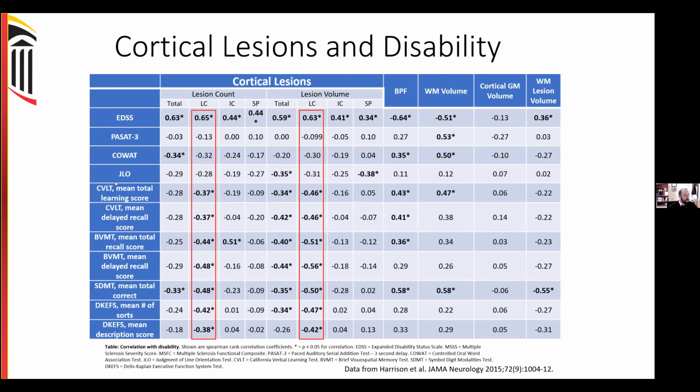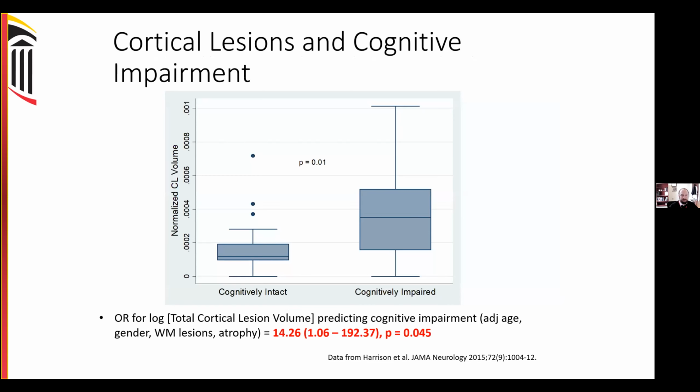So this is a whole series of cognitive tests that were done in this cohort, and the leukocortical lesion count had correlations with the scores on all those cognitive tests. When you take a look at some predetermined definitions for cognitive impairment as determined by that cognitive battery, we found that those who are cognitively impaired had a much higher cortical lesion volume compared to those who were cognitively intact.